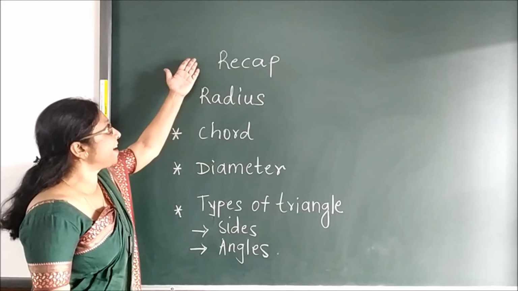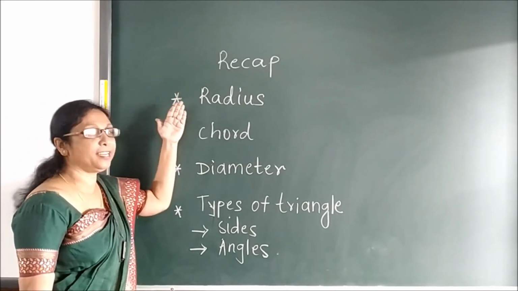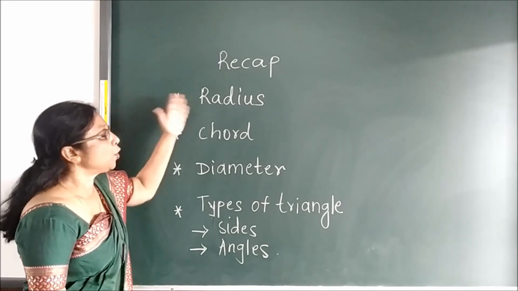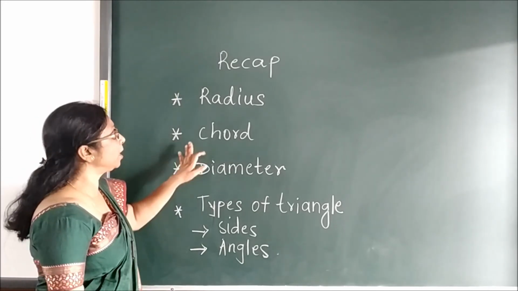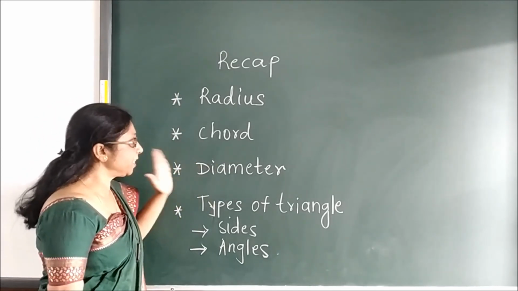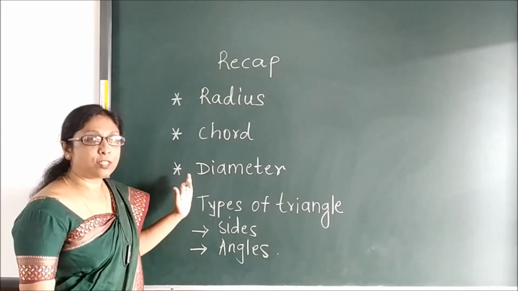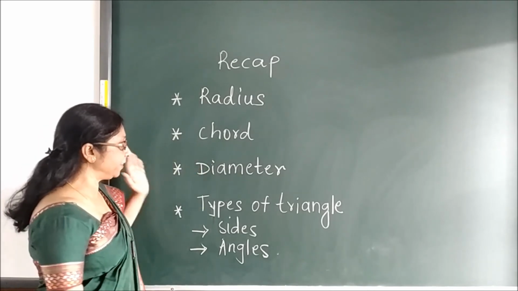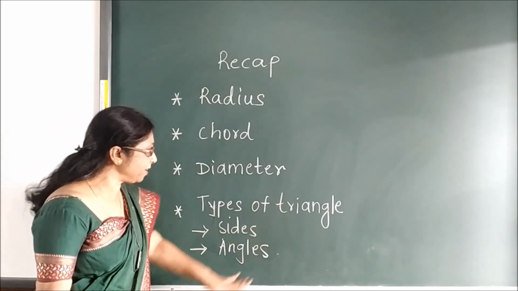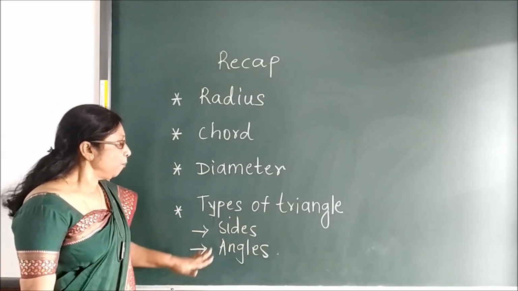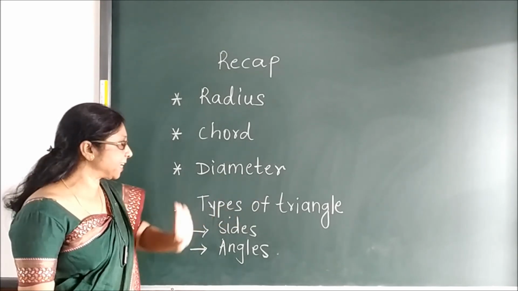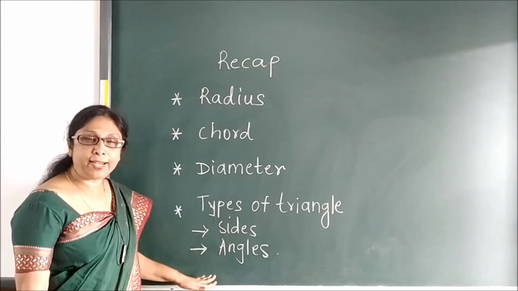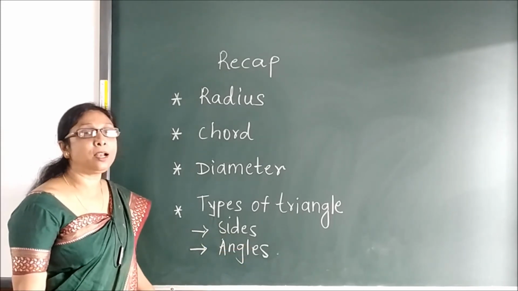This is the recap of what we have studied. We have studied radius, its definition and how you can find radius by using the formula. Then we have seen chord, we have seen diameter, how to use the formula of diameter to find the radius and also to find the diameter. Then we have seen types of triangle on the basis of sides, that is isosceles, equilateral and scalene, and on the basis of angles, that is acute angle triangle, right angle triangle and obtuse angle triangle.